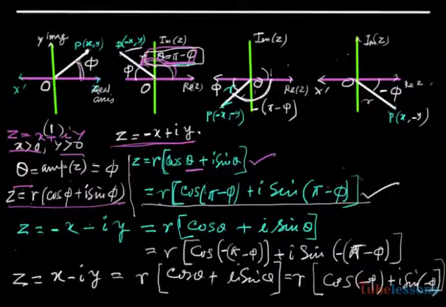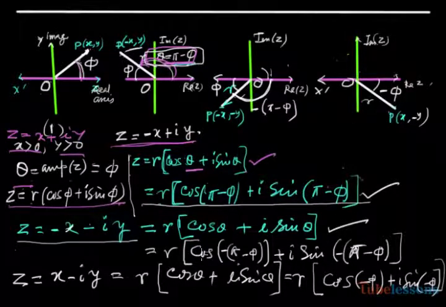Now in the third case, when z is in the third quadrant and in the form minus x minus iy, the polar form is r (cos theta plus i sin theta). Here theta is considered as minus of pi minus phi. So theta is replaced by minus of pi minus phi, and we get the polar form r into cos of minus of pi minus phi, plus i sin of minus of pi minus phi.